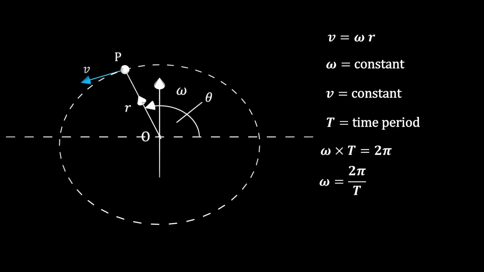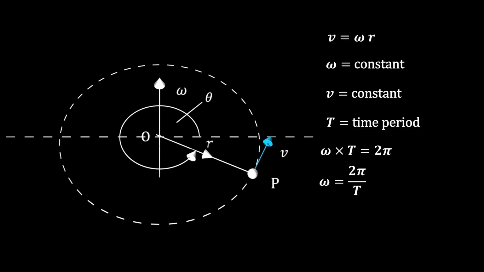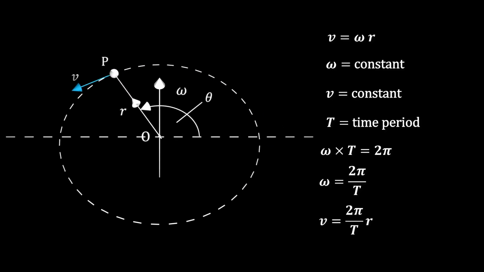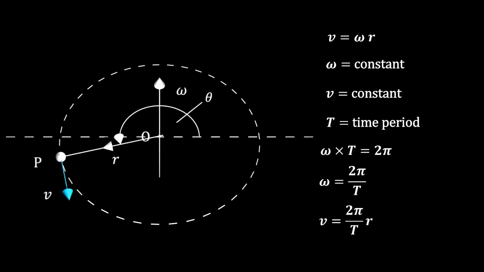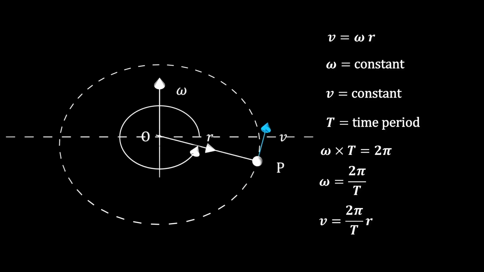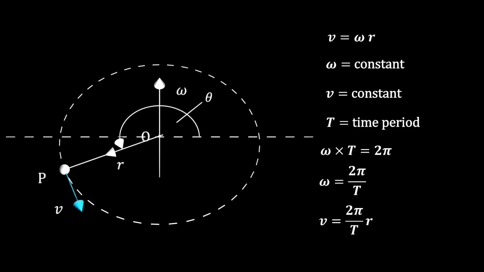We can substitute omega equals 2 pi over capital T into the equation V equals omega R and obtain V equals 2 pi R over capital T. It is this equation that we are going to use to find the speed of a point on the surface of the Earth.